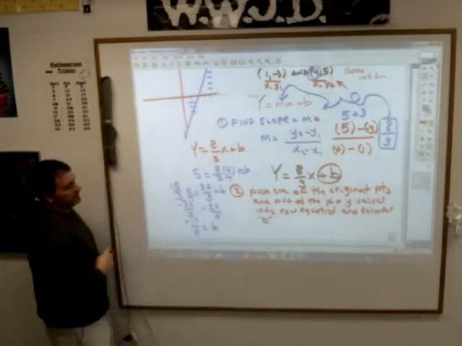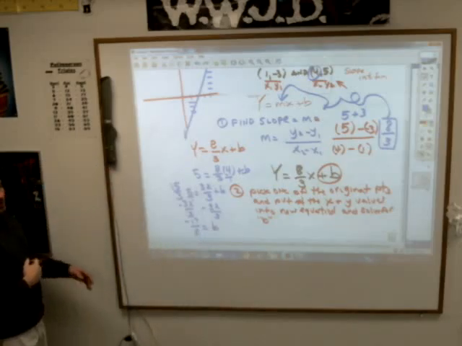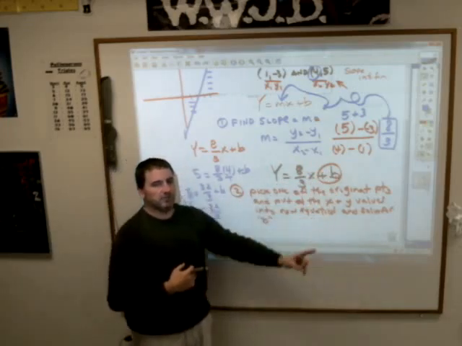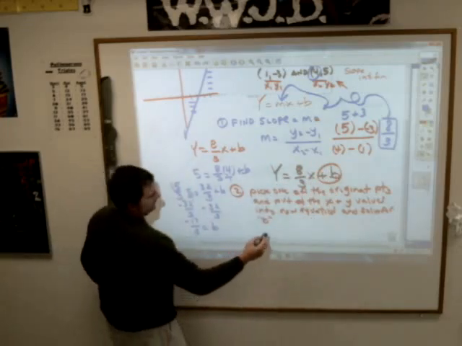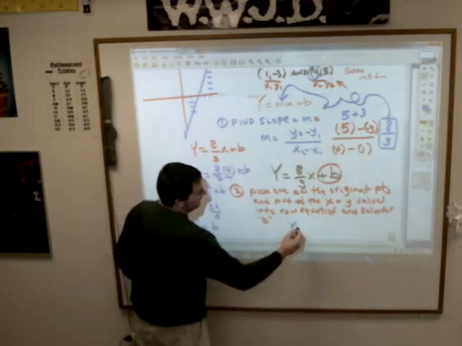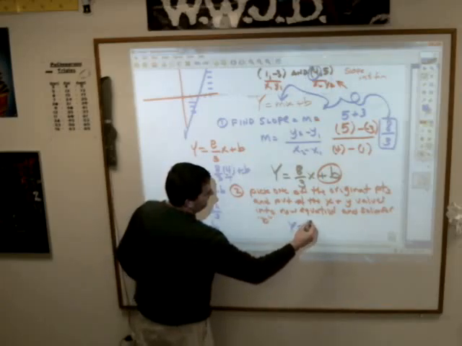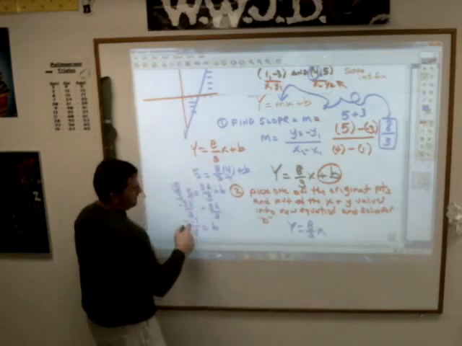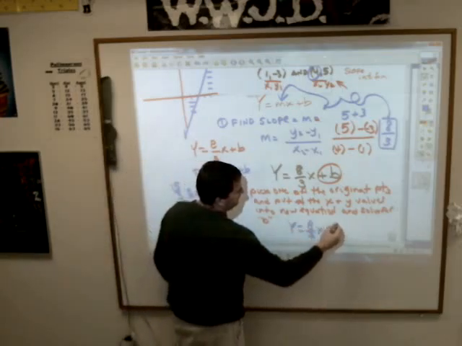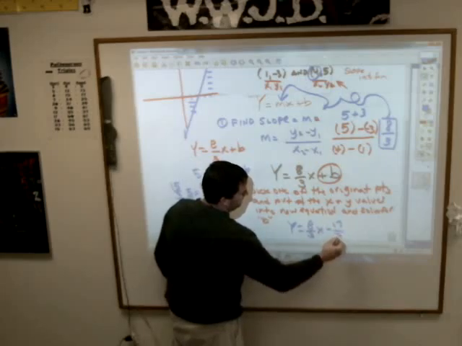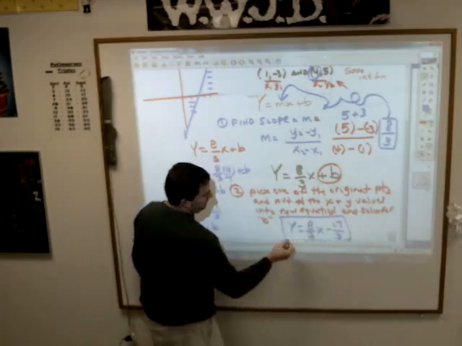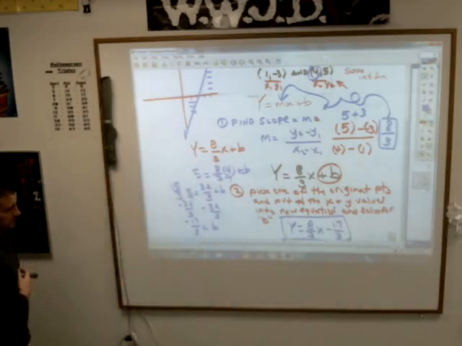That's my letter B. So now I know my slope and I know my letter B, so my equation is this. Y equals 8/3 x minus 17/3. I did not write this problem, but that would be how you do it. I wish it would have worked out evenly.